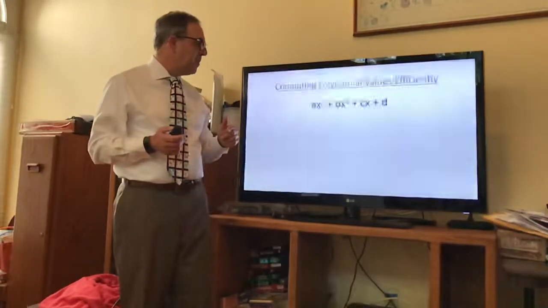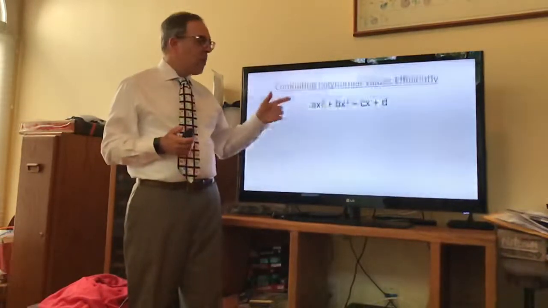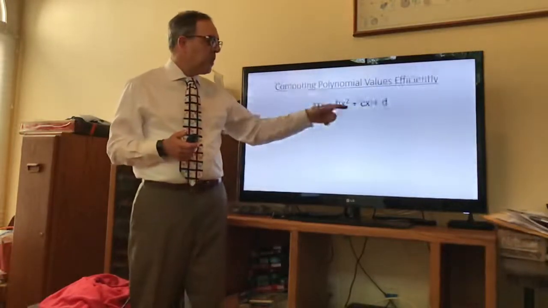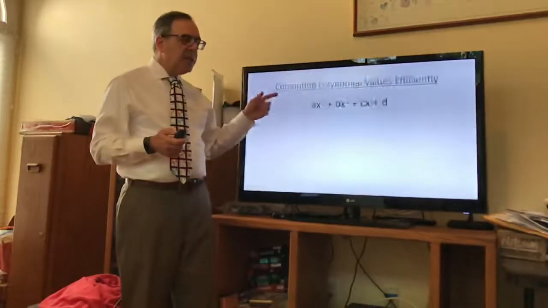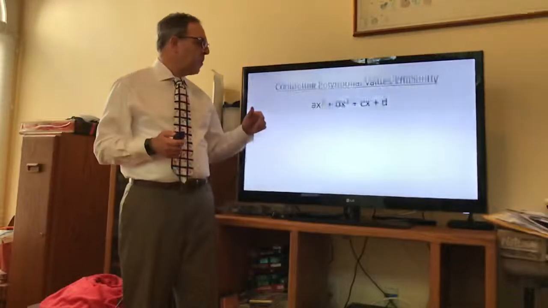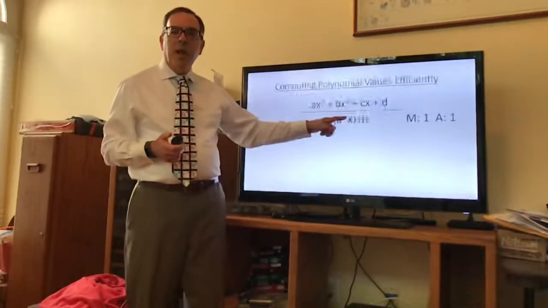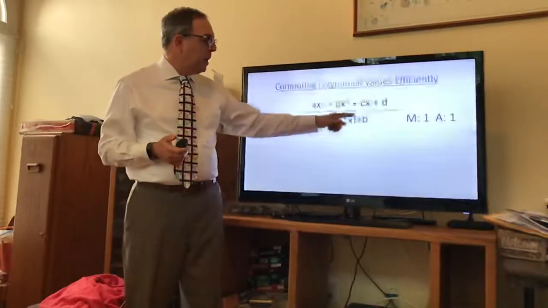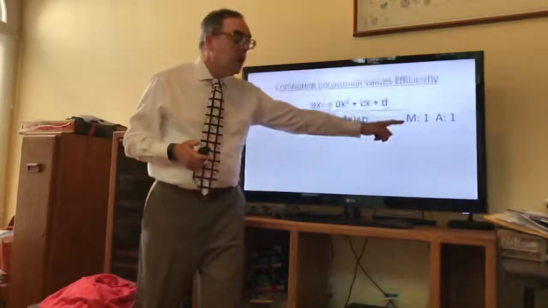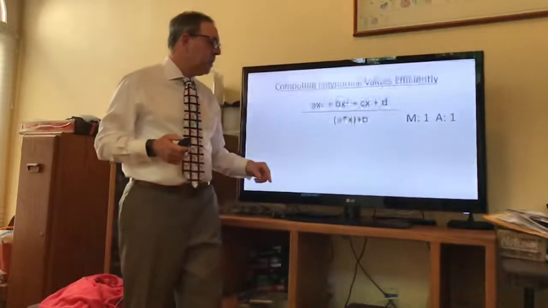Let's go back to our same third-order polynomial, ax cubed plus bx squared plus cx plus d, but let's calculate it a little bit differently. Let's start out by taking the leading coefficient a, multiplying it by x, and then adding the next coefficient b. That's one multiplication, one addition.